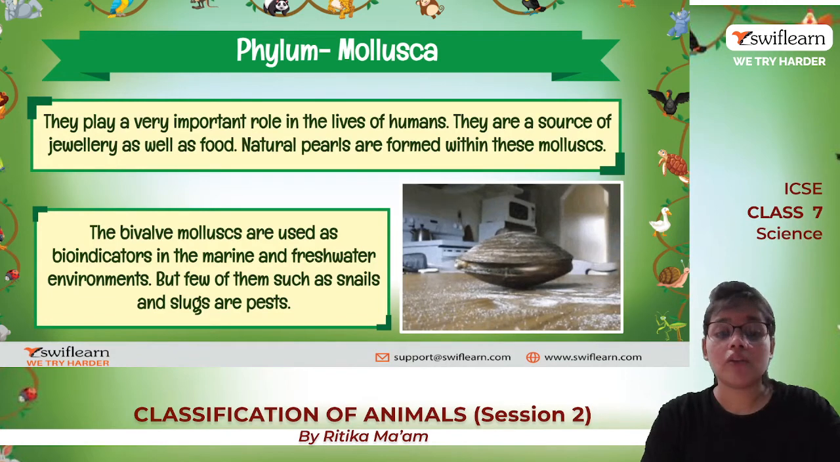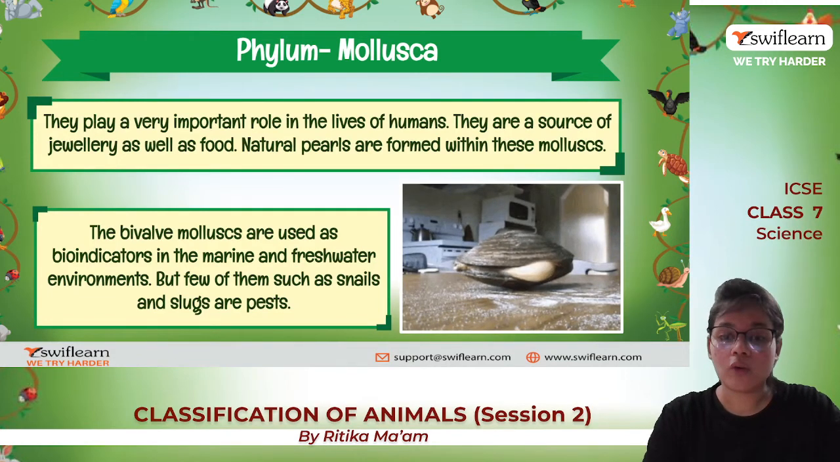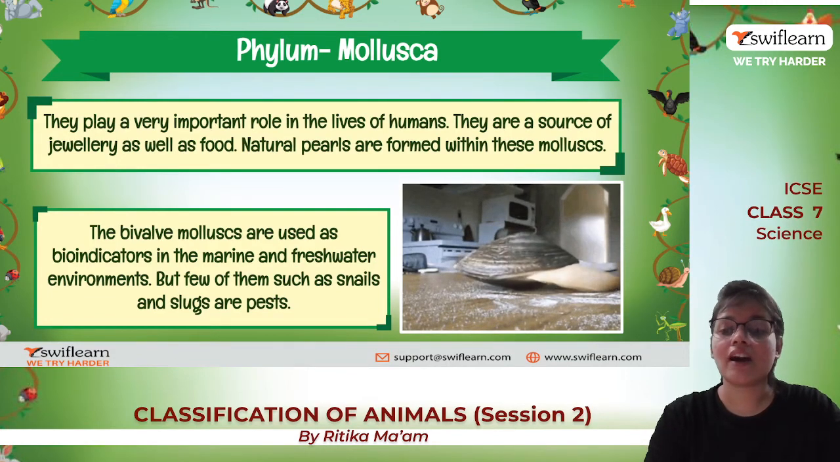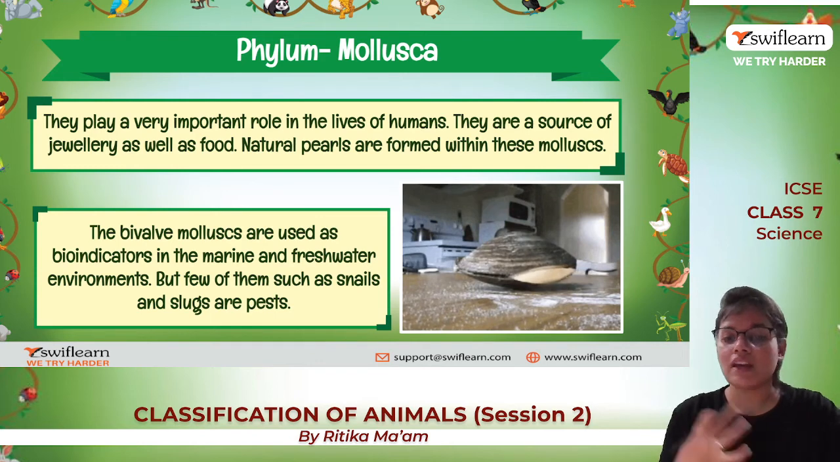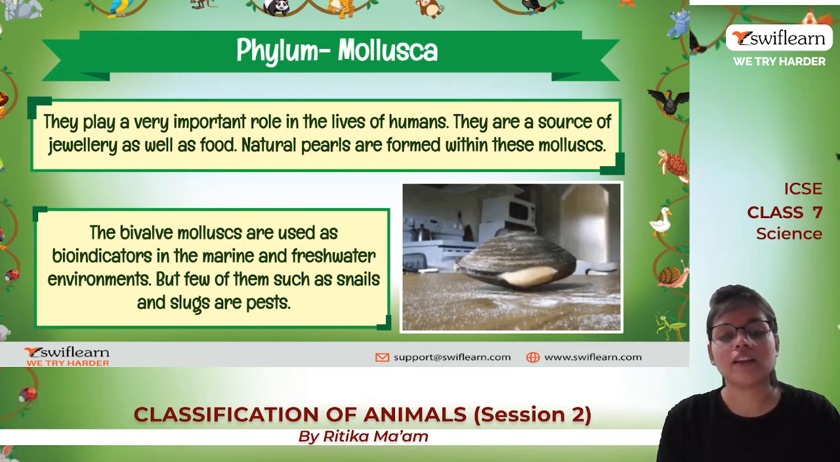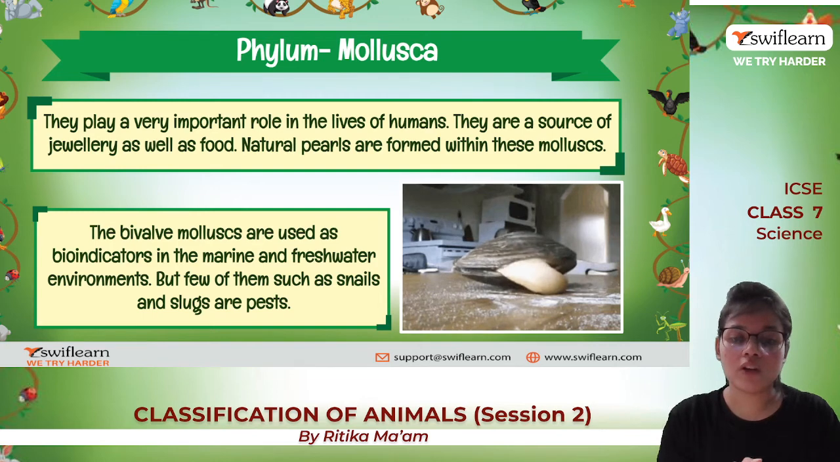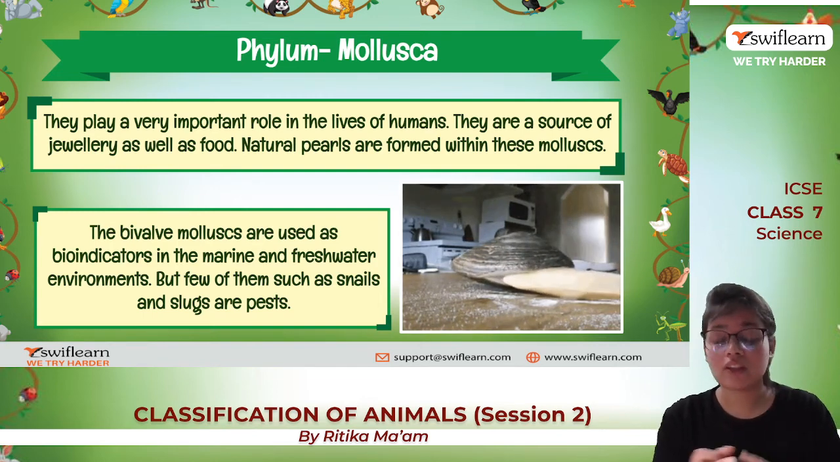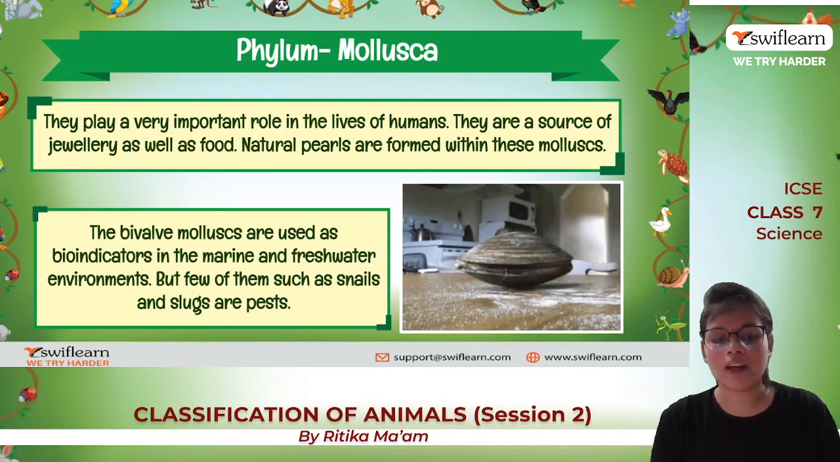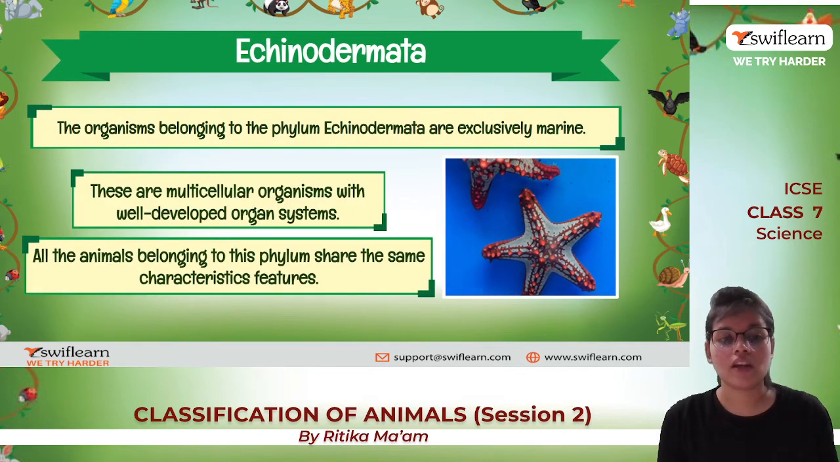Now, they have an important role in human life because they are a source of jewelry, as we get pearls, and they are also a source of food. Natural pearls are formed with these mollusks, in the bivalve mollusk. They are used as bioindicators in marine and freshwater environments. And some of them are also pests, such as snails and slugs, which are of no use.